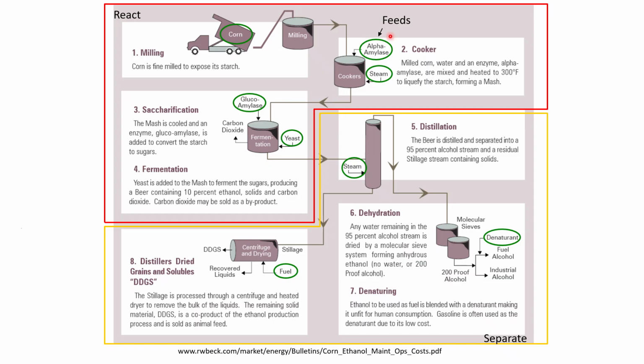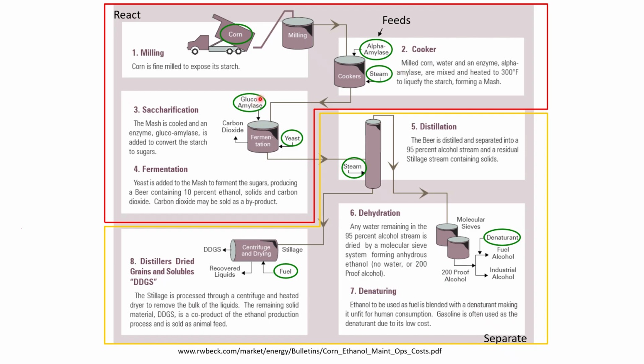The green circles that you see here represent all the feeds to this ethanol production process. And as we go from the first step, we see the very first feed, the primary feed is the corn, which goes into the milling step. In the cooking step, we have 2 additional feeds: alpha amylase, the enzyme to do the saccharification, to produce glucose from starch. We also add steam in order to heat up the cooker.